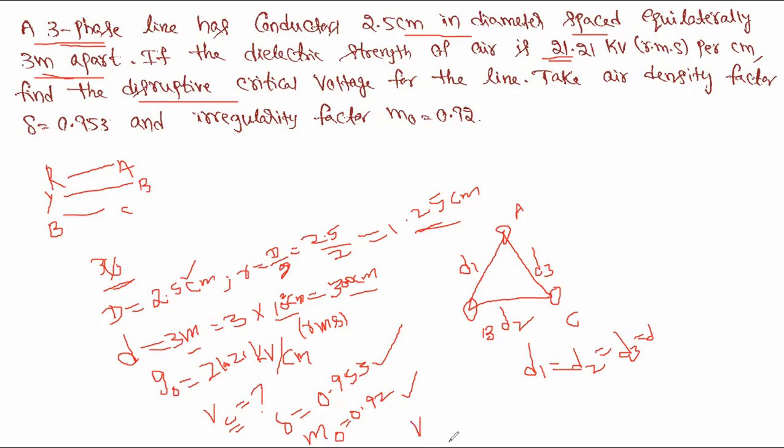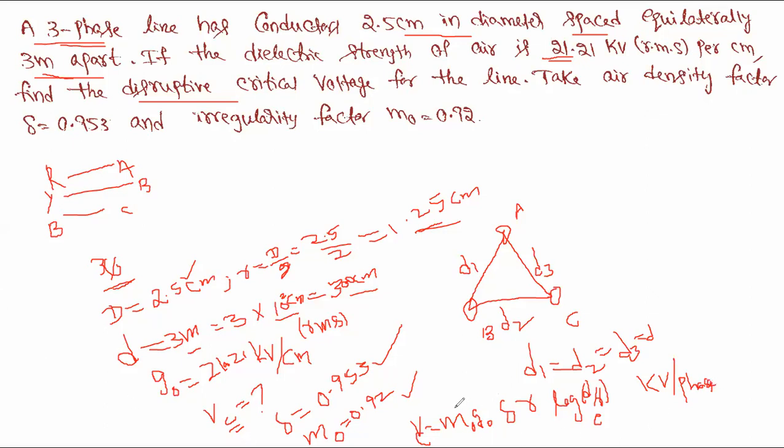That is VC equal to m naught G naught into delta R log d by R base e, in kilovolt per phase. That is the RMS value. Finally, we can take the line value by multiplying with respect to √3.